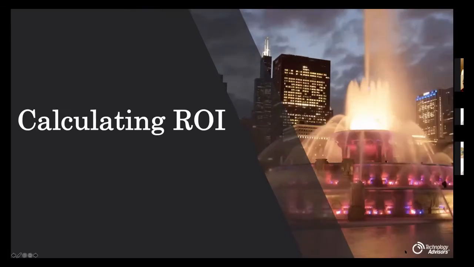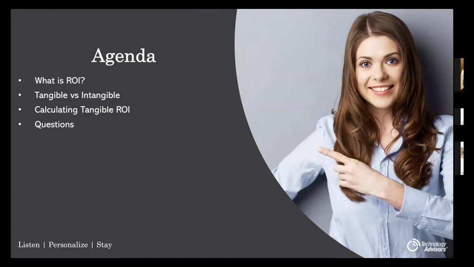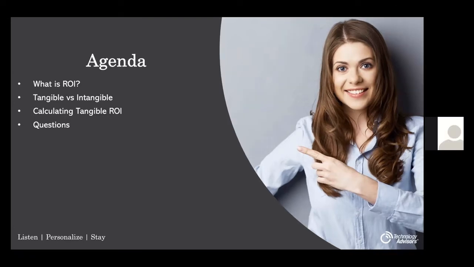Okay, so let's talk about calculating ROI. We're going to first start out by explaining what ROI is. We're then going to talk about the two types of things that you need to calculate, tangible versus intangible things, features, value. And then we're going to go through how to calculate some of the tangible ones. And then we're going to go to questions.